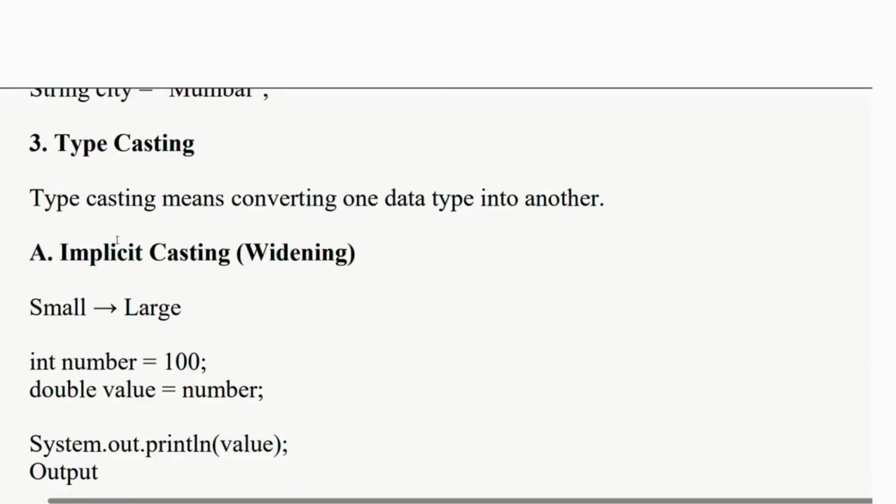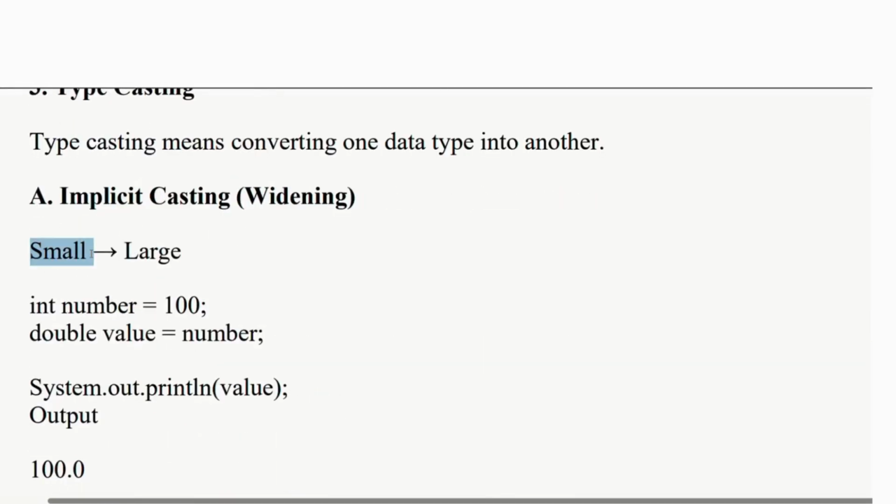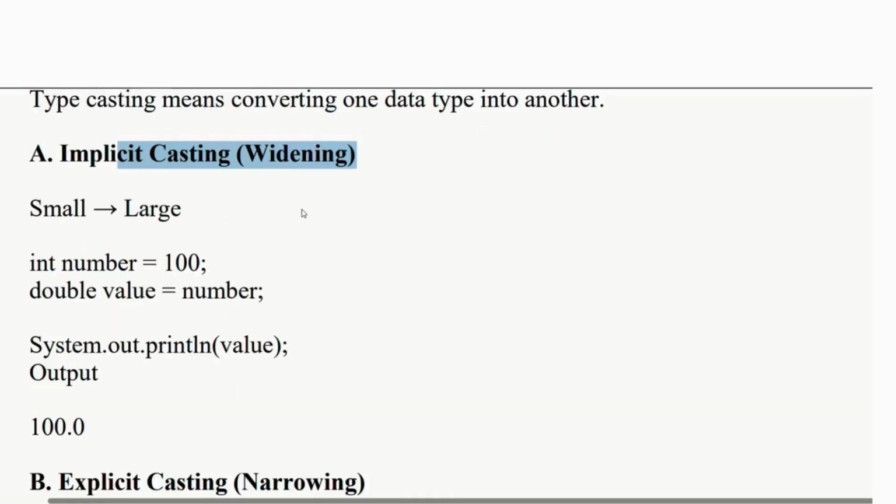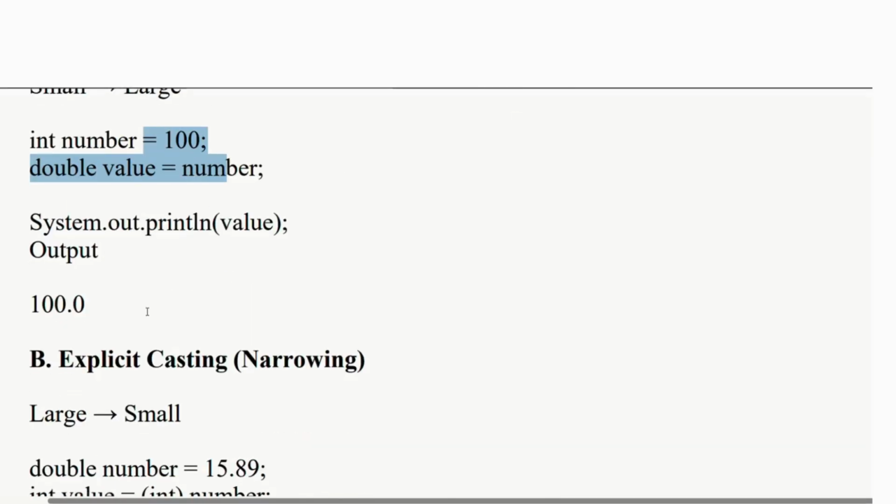The same thing is explained here. If I am converting smaller into larger, then it is implicit typecasting, known as widening. Here int size is 4 bytes and double is 8 bytes. So I am converting 4 bytes into 8 bytes, and the compiler will do it on its own.